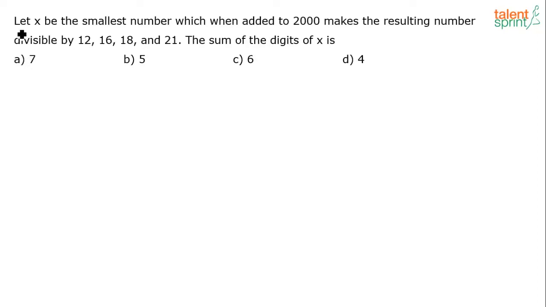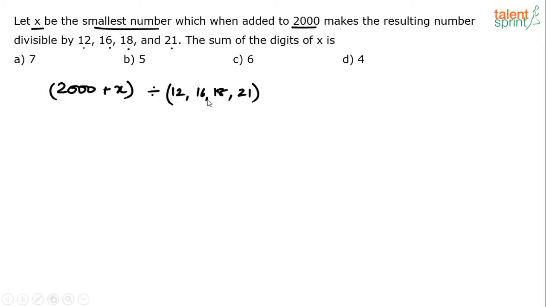Let's discuss this now. So the question here is, let x be the smallest number which when added to 2000 makes the resulting number divisible by 12, 16, 18 and 21. The sum of the digits of x is. So basically he says x is a number, in fact the smallest number, which when you add to 2000 will make it divisible by 12, 16, 18 and 21. So what is the sum of the digits of x is the question. So it is actually this, 2000 plus x should be divisible by 12, 16, 18 and 21. It should be divisible by all the four numbers here.